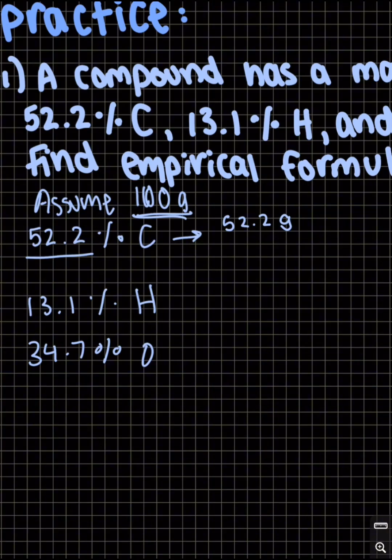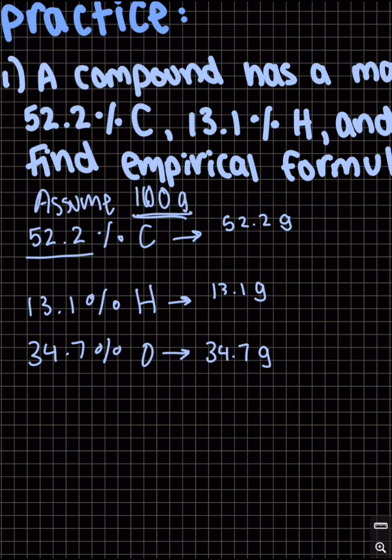Simple math. So if you assume that there's 100 grams, then the same math goes for this 13.1% of hydrogen, meaning that there's 13.1 grams in 100 grams of said compound. We don't know what it is. We'll find out later. And then the same thing goes for the oxygen, how there's 34.7 grams of oxygen.